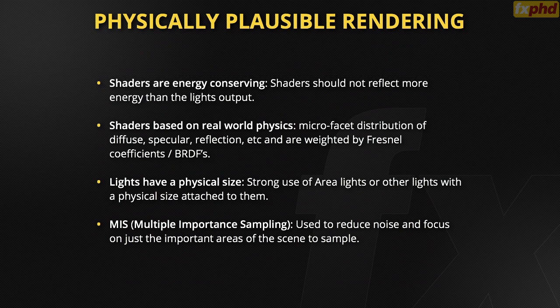Now finally, we have multiple importance sampling, or MIS, and this is used to reduce noise and focus on just the important areas in the scene to sample. So MIS, or importance sampling, is one of the key things again in getting a physically accurate render system. So what does it look like if your system isn't physically plausible? Well, let's go into Maya and have a look at an example of that.